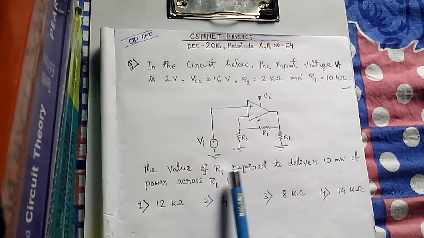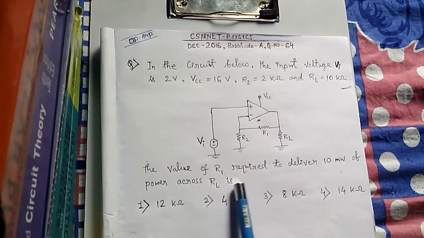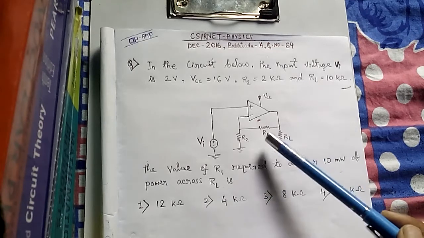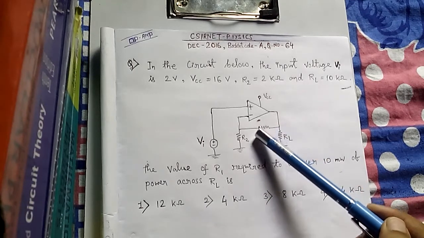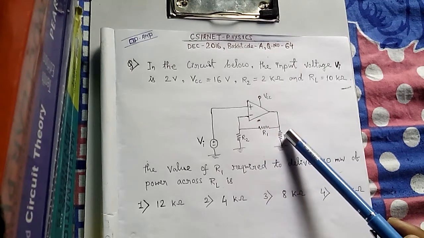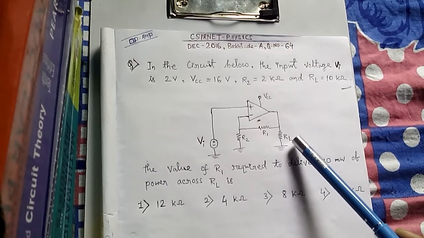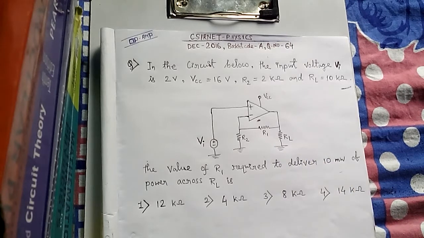The value of R1 required to deliver 10 milliwatt of power across RL is, that means what should be the value of the resistance R1 such that there is a power consumption of 10 milliwatt by this resistor RL. This is the question.